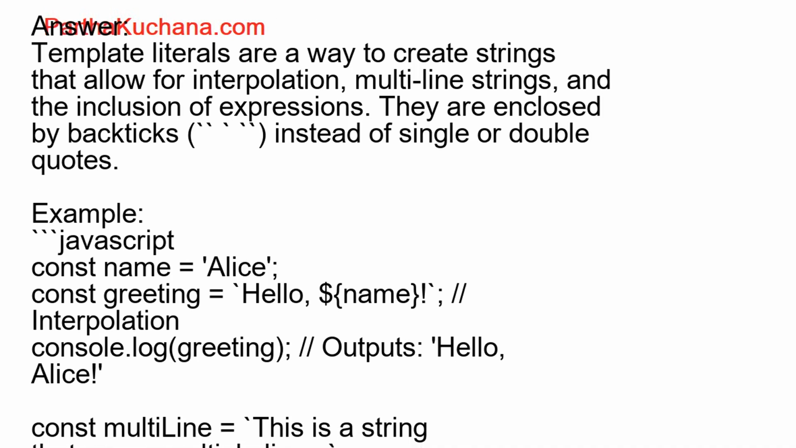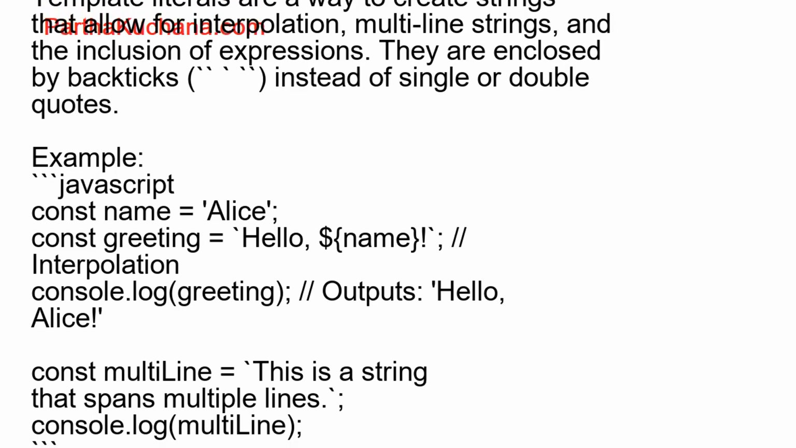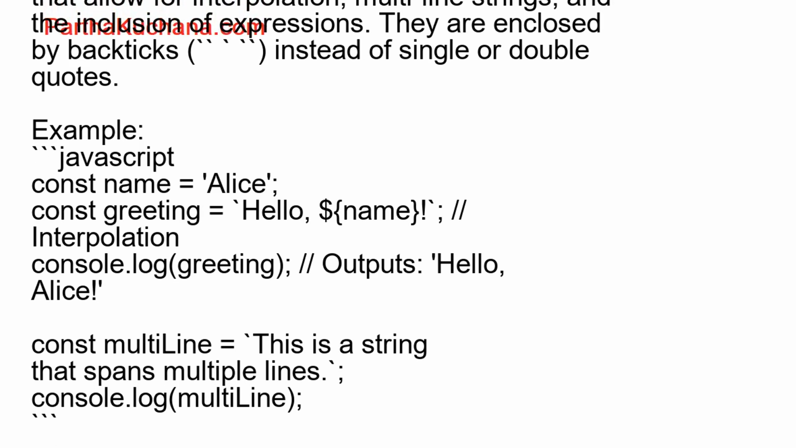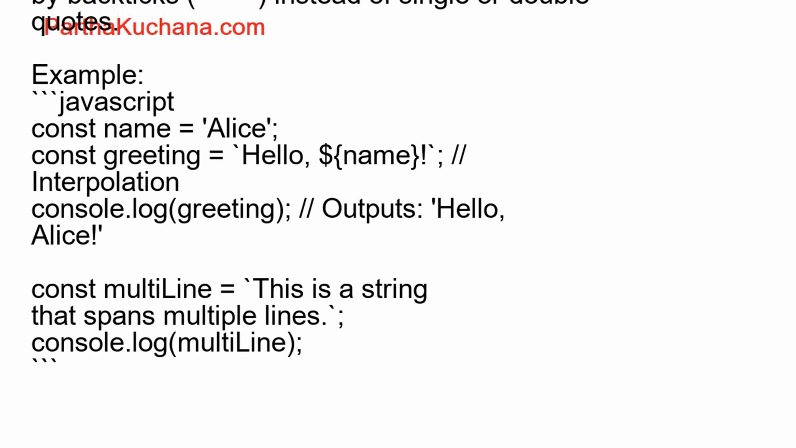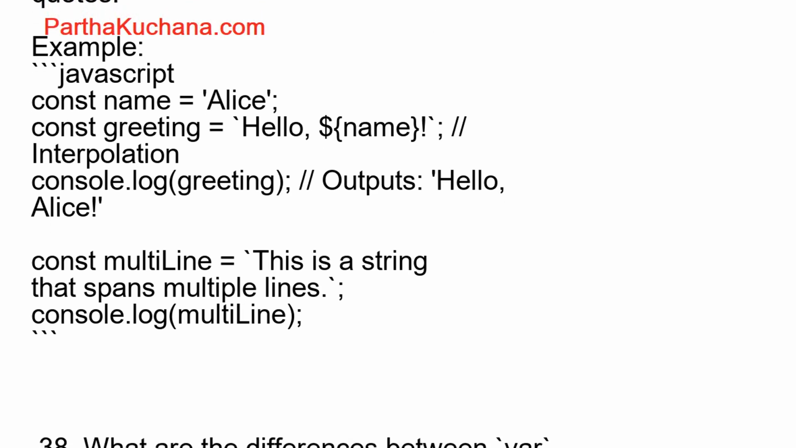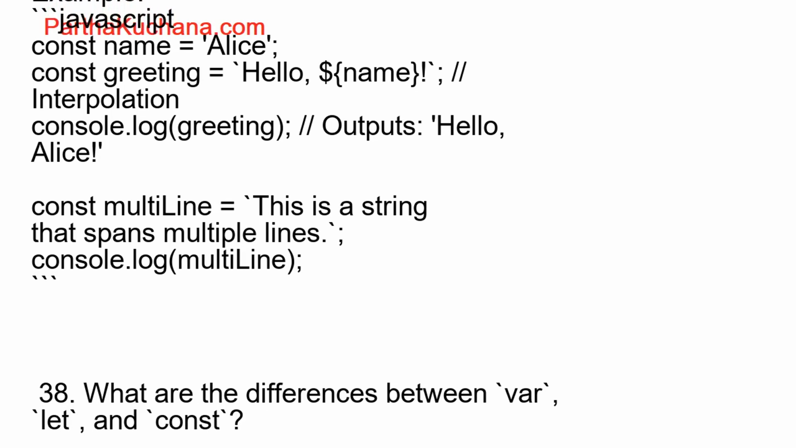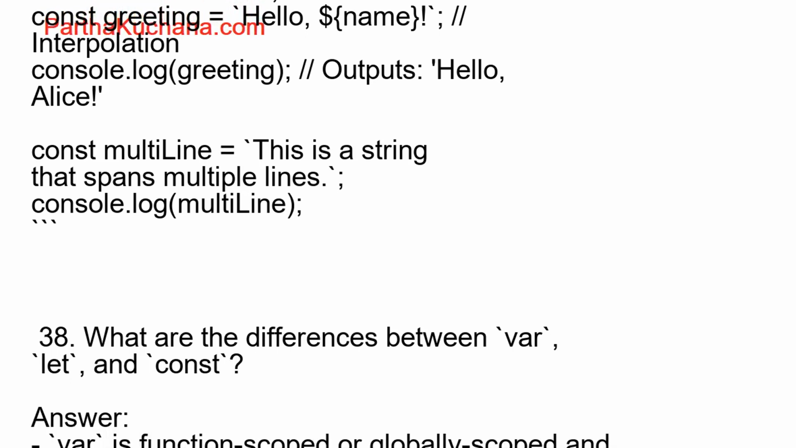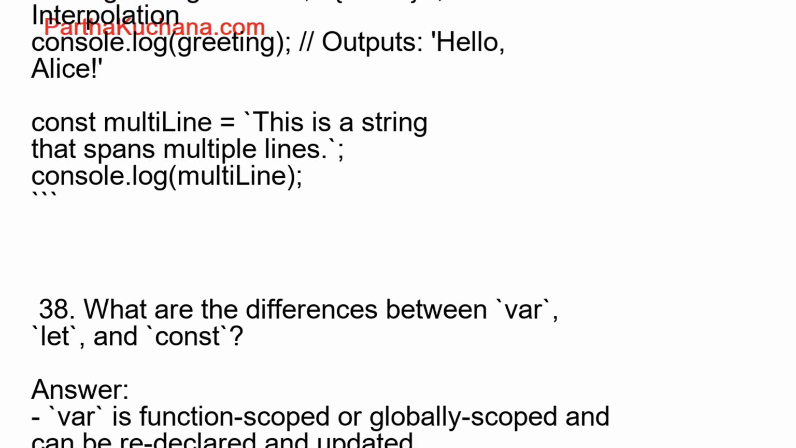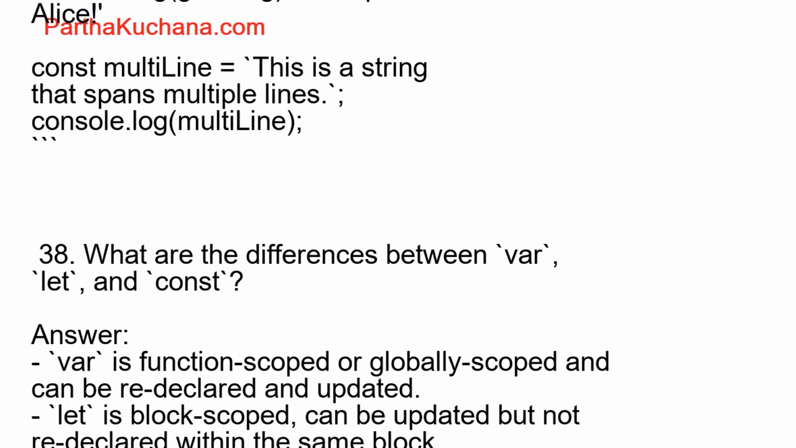40. What is the purpose of bind, call, and apply in JavaScript? Answer: These methods are used to control the value of this within functions. bind creates a new function that, when called, has its this keyword set to the provided value. call calls a function with a given this value and arguments provided individually. apply calls a function with a given this value and arguments provided as an array.